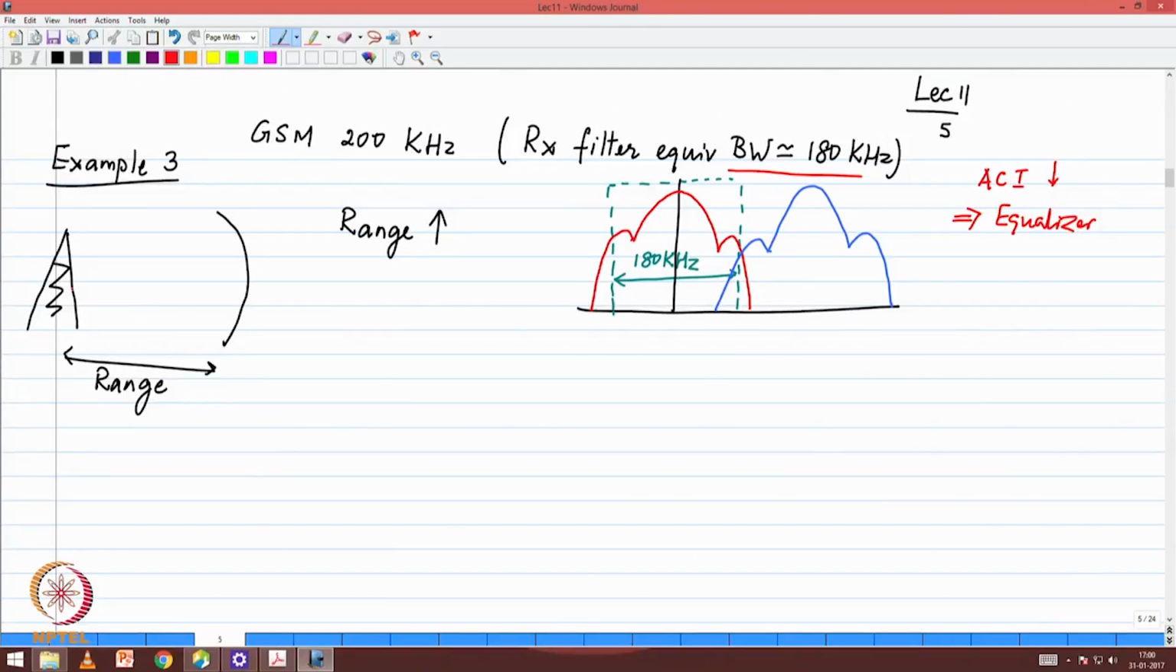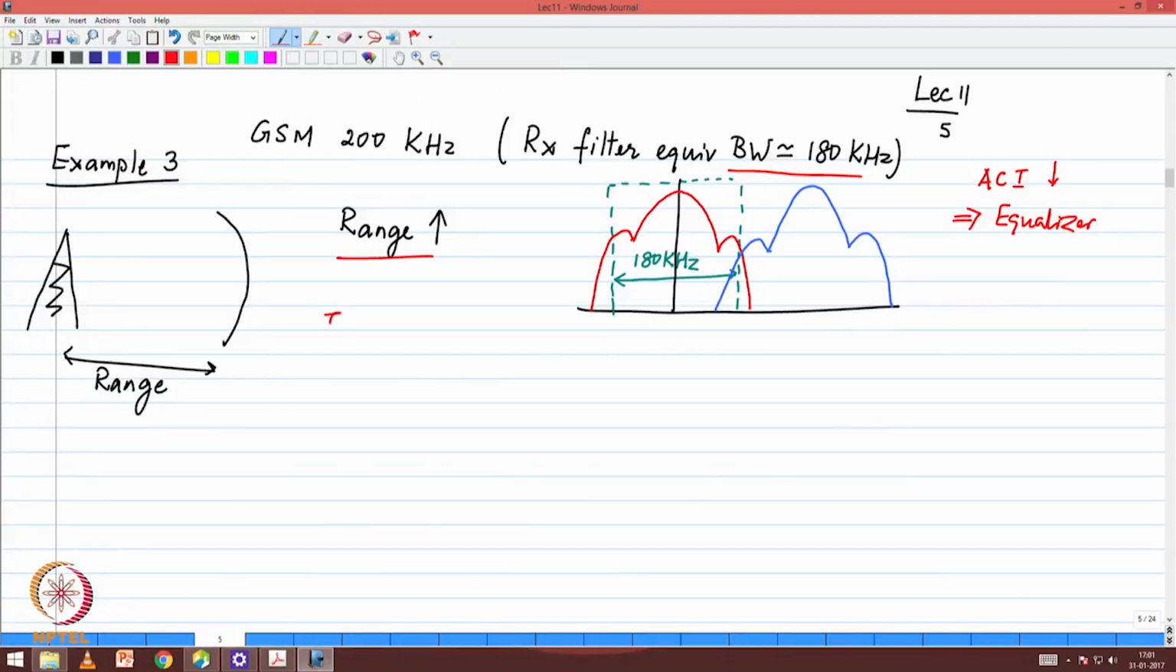So the example that we now want to look at is, I have designed a system, I have basically laid out my system, and I find that I have achieved a certain range. But now the goal is, I want to improve the range, I want to increase the range. What are the tools that are available to me? What are the different ways? Very quickly, what are the ways in which I can improve the range?